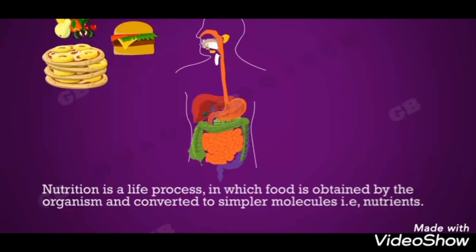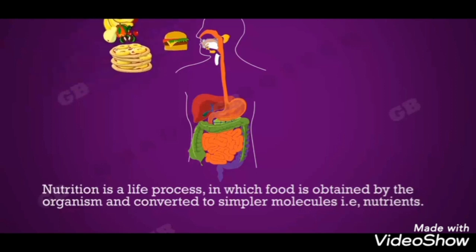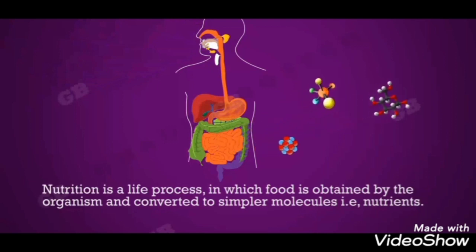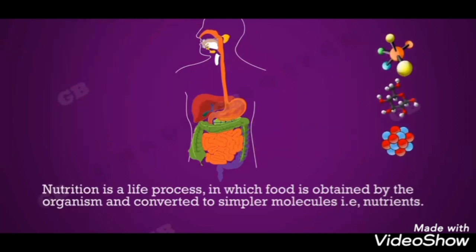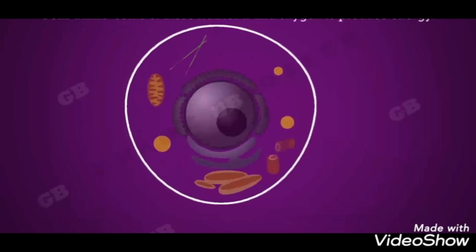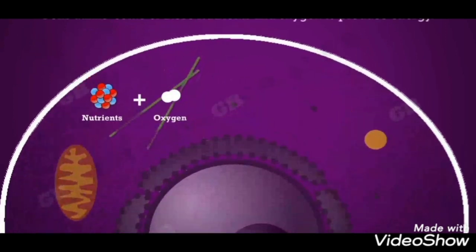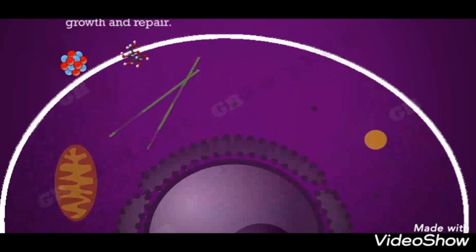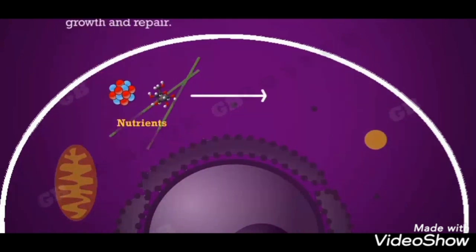Nutrition is a life process in which food is obtained by the organism and converted to simpler molecules, that is, nutrients. These are supplied to the cells by the transport system. Respiration is a life process in which oxygen is obtained by the organism and is supplied to the cells by the transport system. Cells utilize some of these nutrients and oxygen to produce energy. Some nutrients are used for synthesis of new materials, for growth and repair.